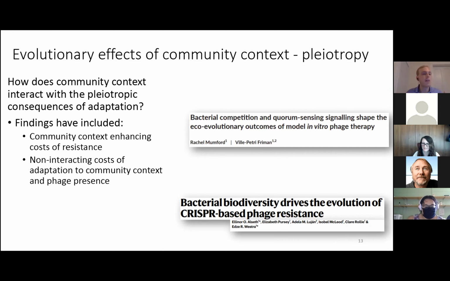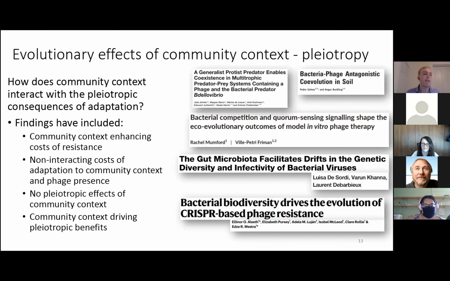Others have found no pleiotropic effects, at least in the phenotypes that they measured, of community context. And even in some cases, community context driving pleiotropic benefits, like favoring the evolution of higher fitness when compared to evolving in the absence of community, or facilitating evolutionary movement along trade-off fronts, facilitating movement along constraints.